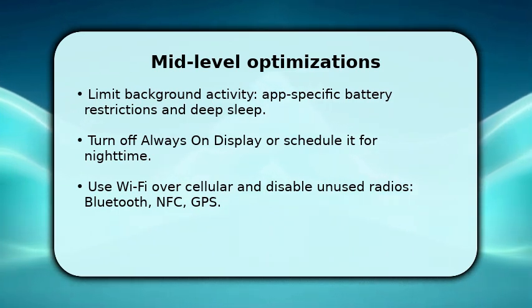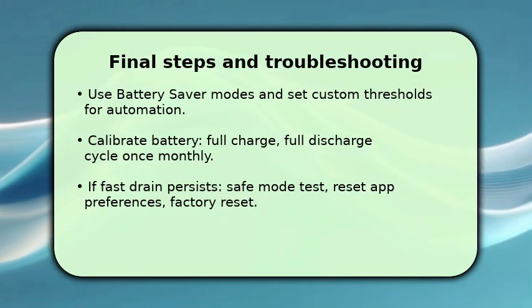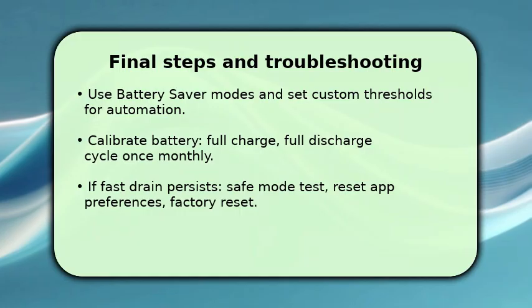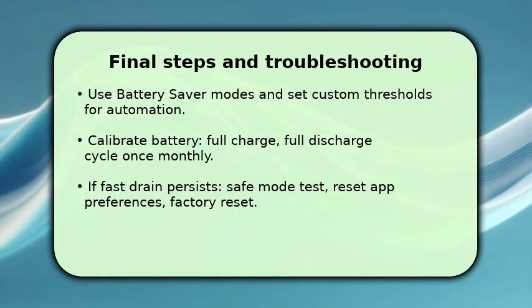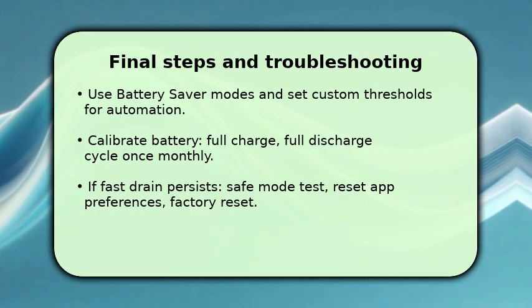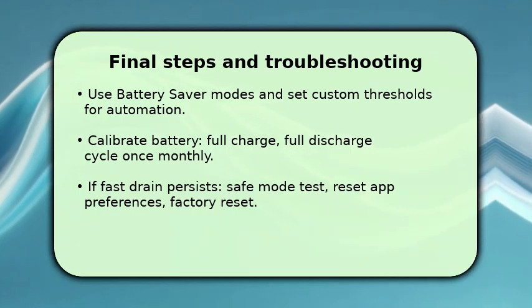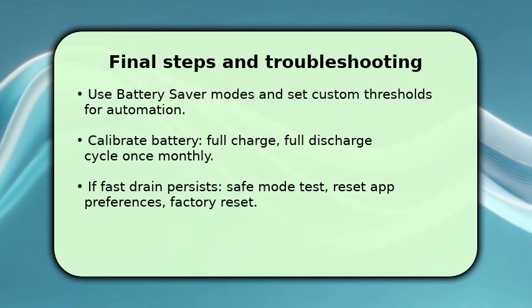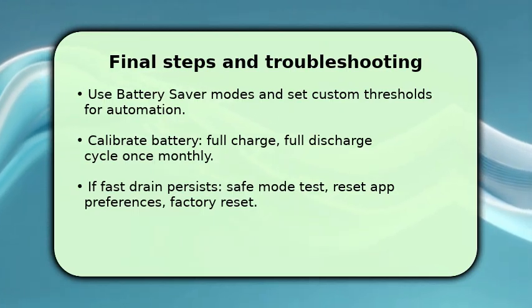Finish with automation and a sanity check. Enable battery saver or create a custom routine that kicks in at 20% and dims brightness, limits CPU, and blocks background sync. Calibrate battery monthly by charging to 100%, then using it down to near zero once.